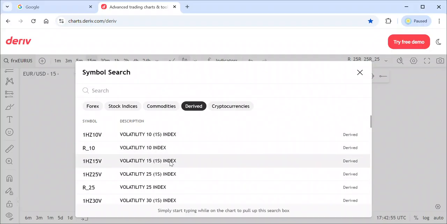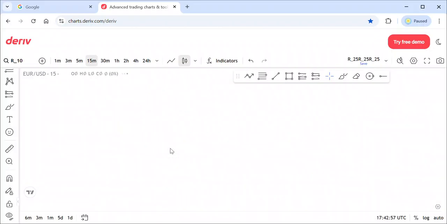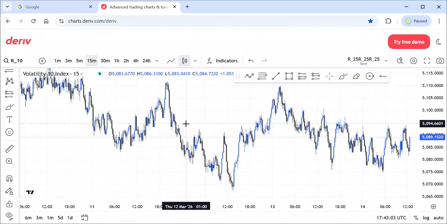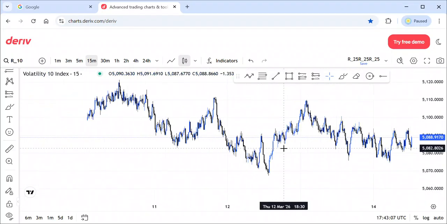What pair? Let's check V10, the Volatility 10 Index. Let's check fast. So as you can see, what is this market doing according to this 15-minute time frame?